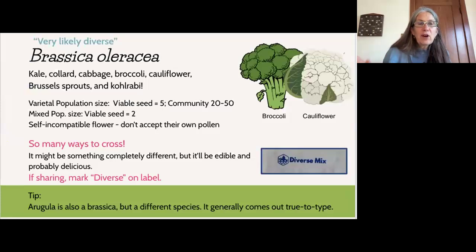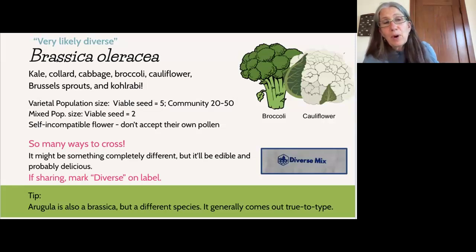And with the very likely mixed, Brassica oleracea is the name of a species, and it includes kale, collards, cabbage, broccoli, cauliflower, Brussels sprouts, and kohlrabi. So all of those are the exact same species. So they can all pollinate each other, and those would be some interesting mixes.